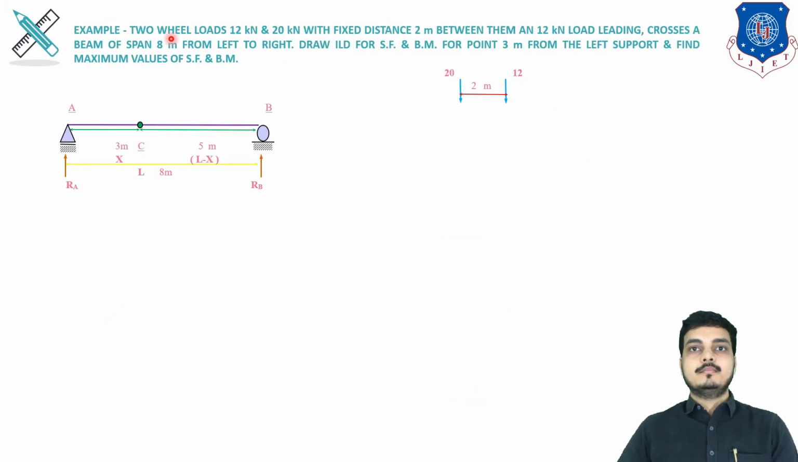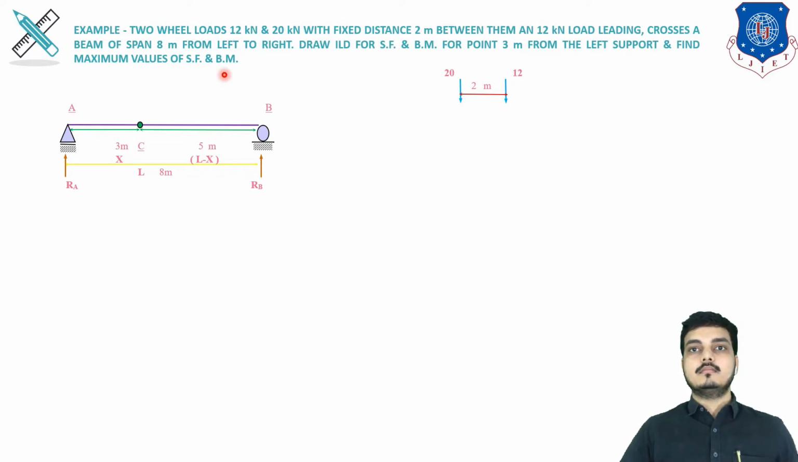Let's start. Two wheel loads, 12 kilonewton and 20 kilonewton, with a fixed distance of 2 meters between them, with the 12 kilonewton load leading, cross a beam of span 8 meters from left to right. Draw ILD for shear force and bending moment for a point 3 meters from the left hand support and find the maximum values of shear force and bending moment.